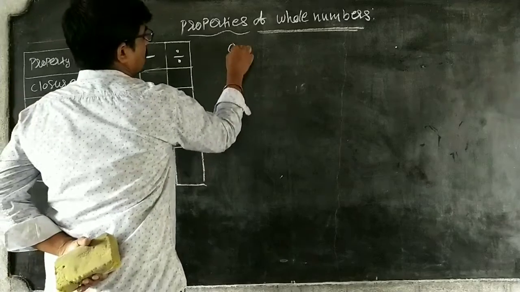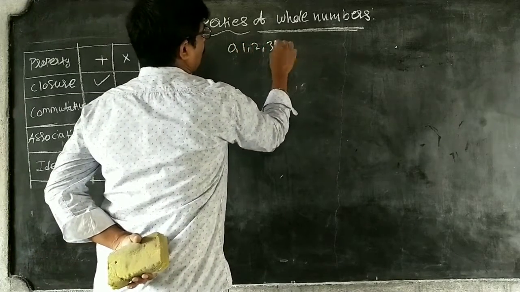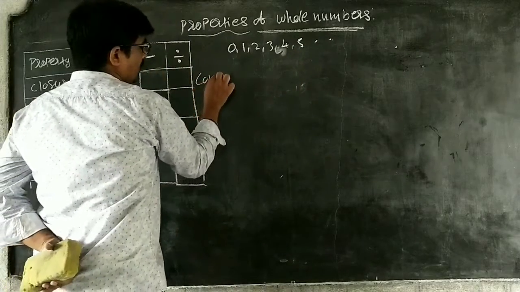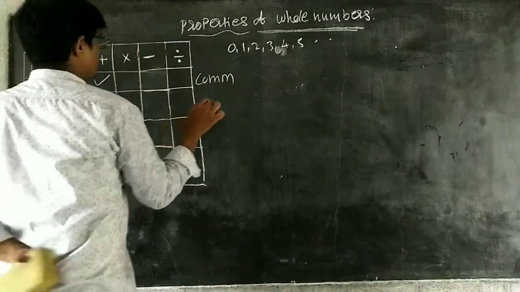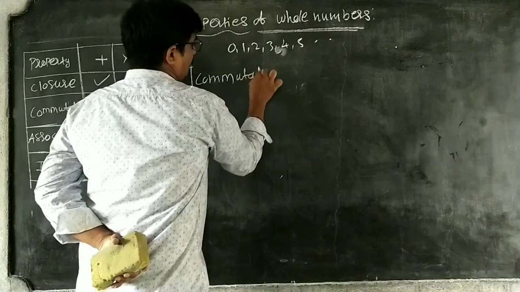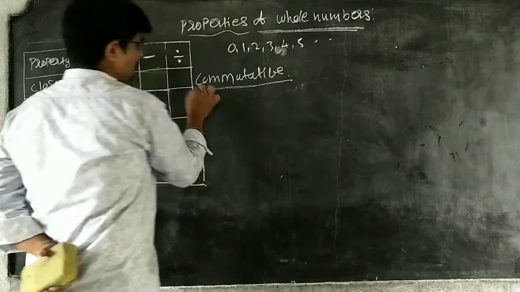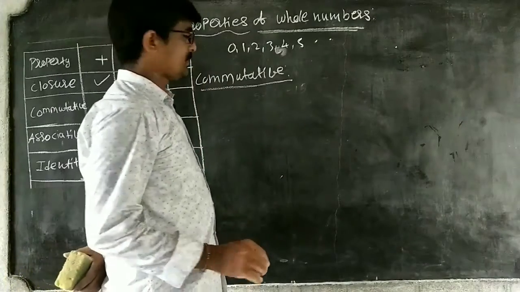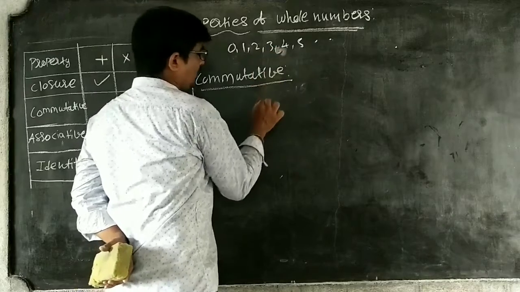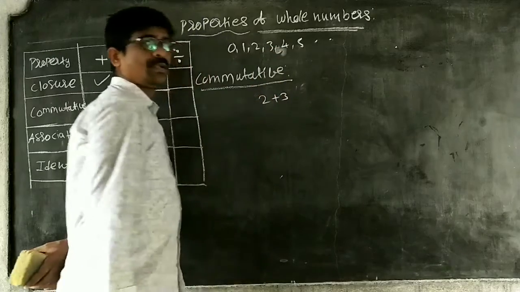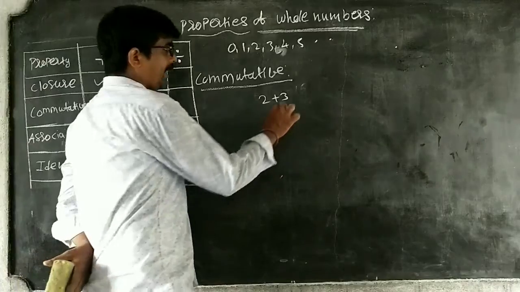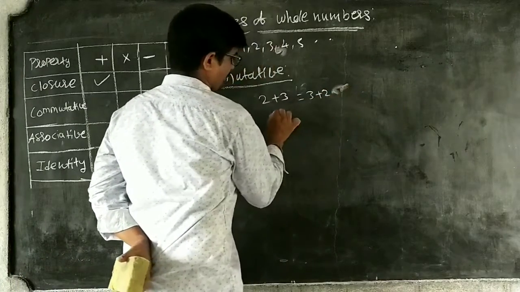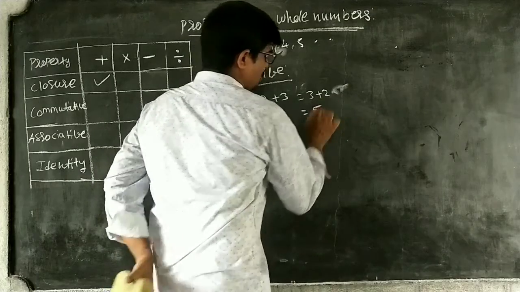Commutative property. First 0, 1, 2, 3, 4, 5 continuously. The next property is commutative. What is commutative? I have to take any two numbers. I take 2 plus 3, and again 3 plus 2. Both results should be 5.